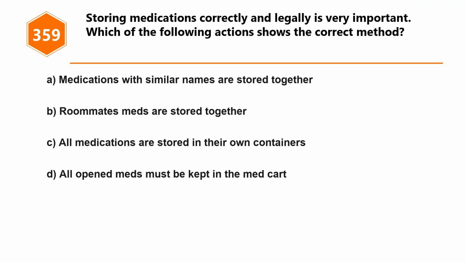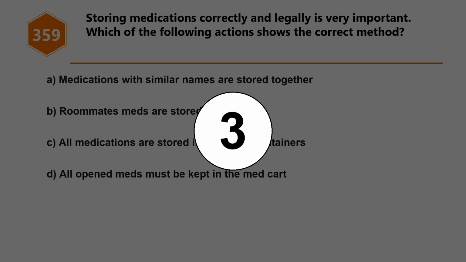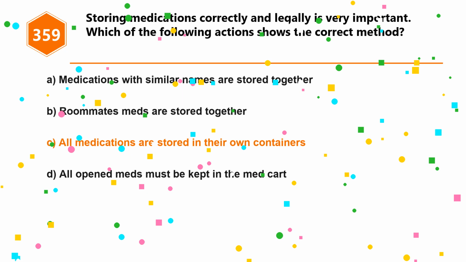Question 359. Storing medications correctly and legally is very important. Which of the following actions shows the correct method? Option A, medications with similar names are stored together. Option B, roommates' meds are stored together. Option C, all medications are stored in their own containers. Option D, all opened meds must be kept in the med cart. The correct answer is option C. All medications are stored in their own containers.